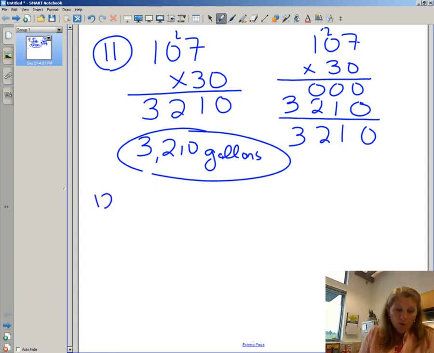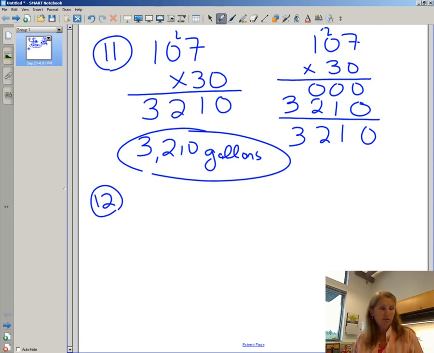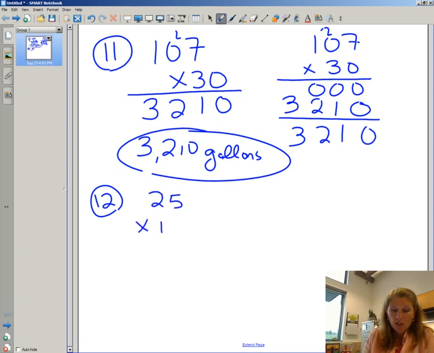Okay, number 12, recall, said Charlotte paid $25 parking fine 12 times during her 2 years of working downtown. How much did she pay in parking fines? So she paid $25, and she did that 12 times. She didn't learn her lesson about parking.